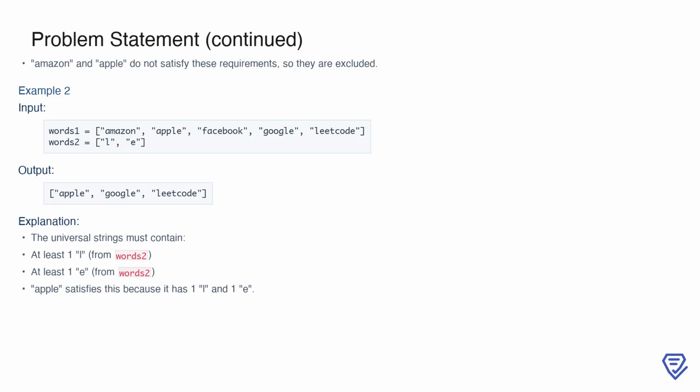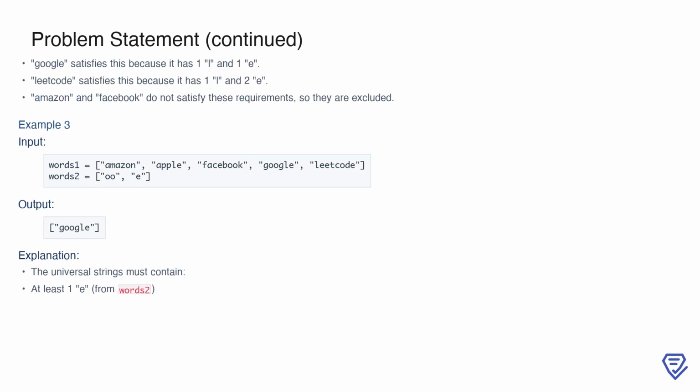Now, let's consider another example. Here, words 1 remains the same, but words 2 contains the strings L and E. This means that any universal string must have at least one L and one E. Apple satisfies this because it contains one L and one E, so it is included in the output. Similarly, Google qualifies because it has one L and one E. LeetCode also satisfies these conditions because it contains one L and two E's, so it is included as well. However, Amazon and Facebook are excluded because they do not meet all the requirements of words 2.